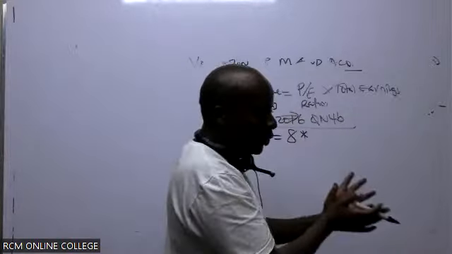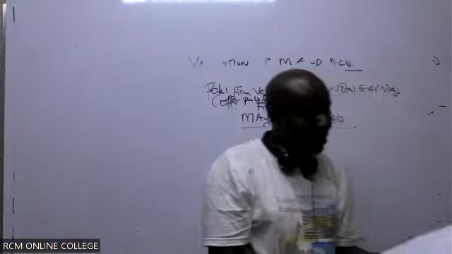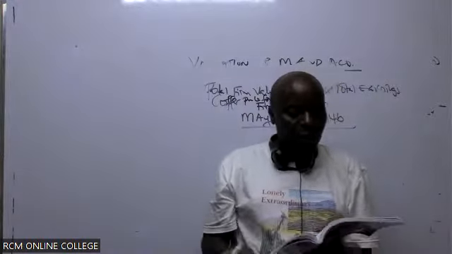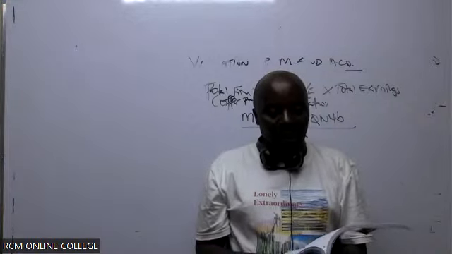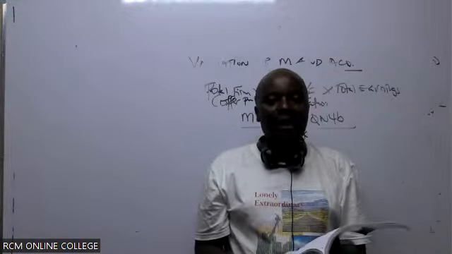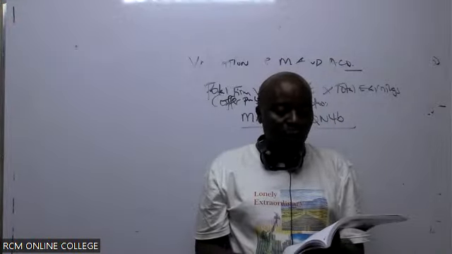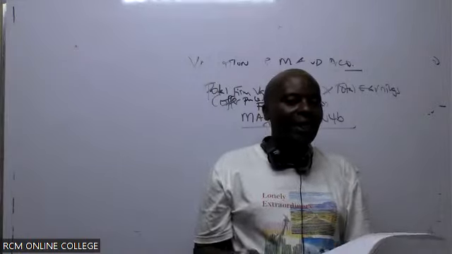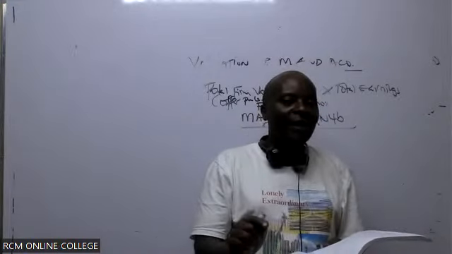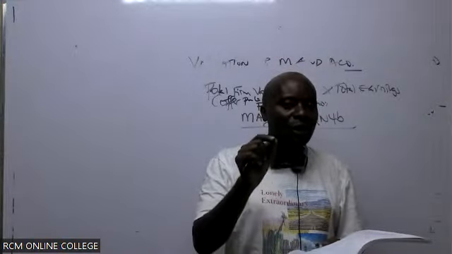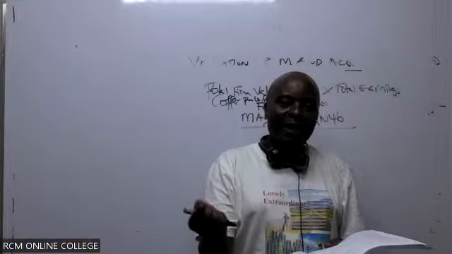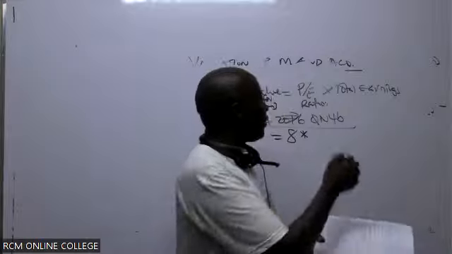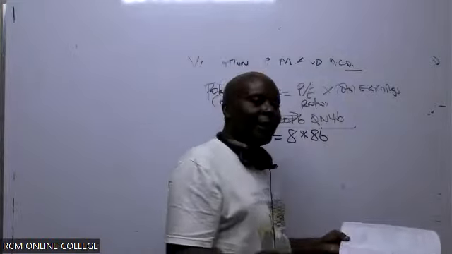Let's read the question. We are told Huge Limited intends to take over Tiny Limited, another company in the same industry. Tiny Limited is expected to post earnings of 86 million next year. So they're basically giving us the total earnings. The total earnings of the farm that they want to acquire is 86.